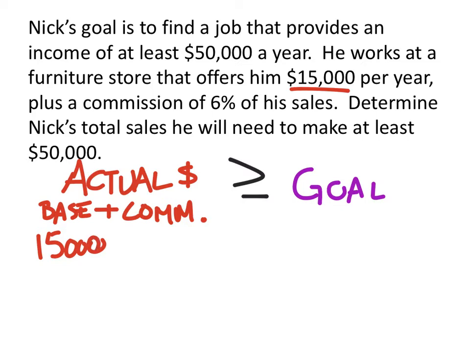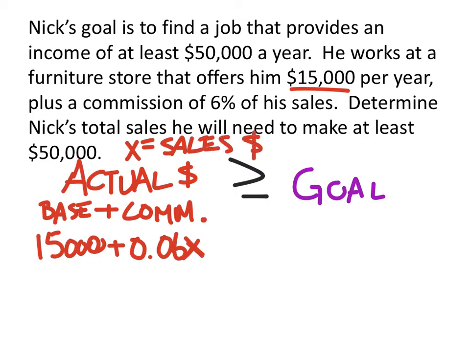But then in addition to that, he makes 6% of his sales. So his commission is 6%, which we need to show as a decimal, and we multiply that by X, because we don't know how much he needs to sell yet. We'll define that up here, that's his sales amount. This needs to be greater than or equal to his goal, which it already stated was that $50,000.